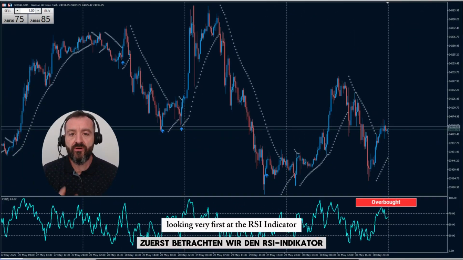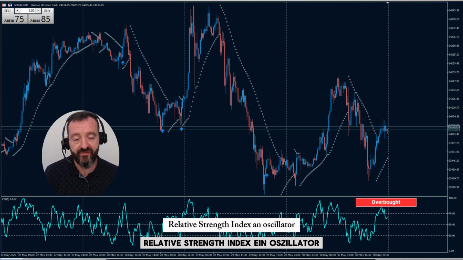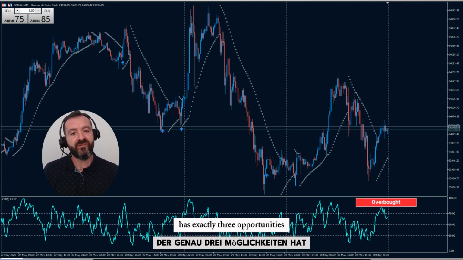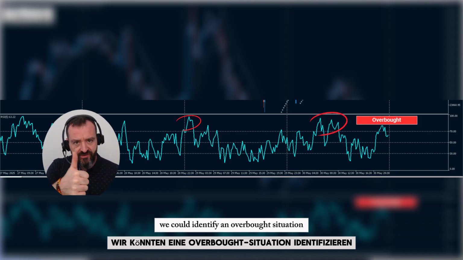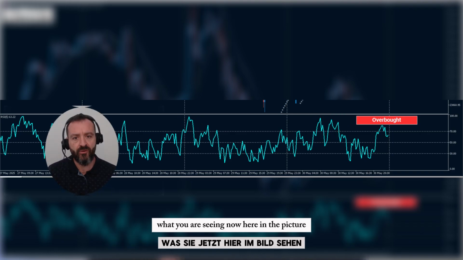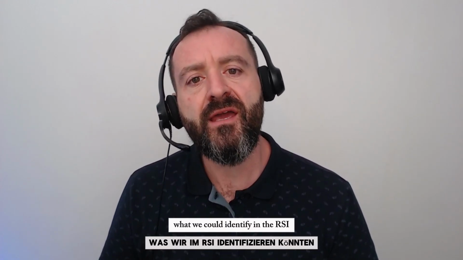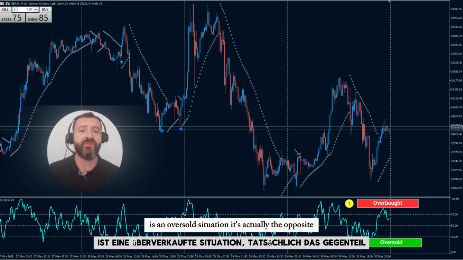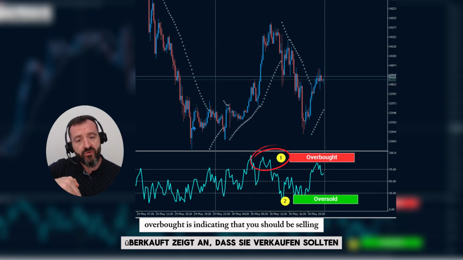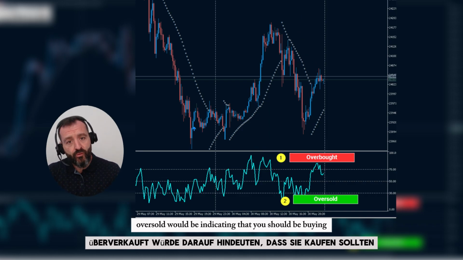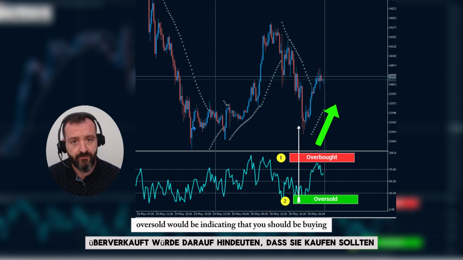Let's get started looking very first at the RSI indicator, Relative Strength Index. An oscillator has exactly three interpretations. We could identify an overbought situation, what you are seeing now here in the picture. Number two is an oversold situation. It's actually the opposite. Overbought is indicating that you should be selling. Oversold would be indicating that you should be buying.